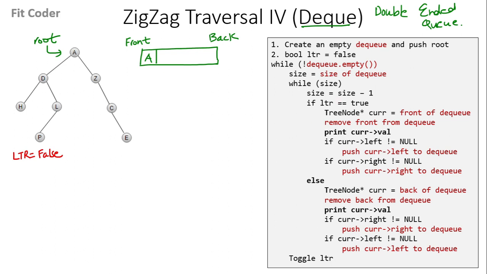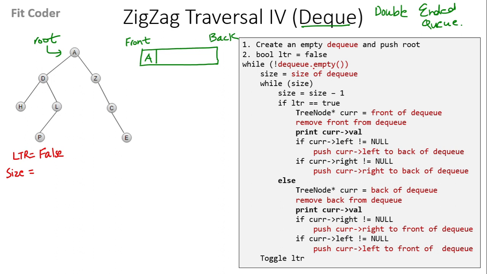Then we have this while loop which we run while this deque is not empty. So deque is not empty. We come inside the while loop. We check size of deque. So size of deque is 1. Then we have this inner while loop which we run till size becomes 0. We come inside it and we decrement the size. So size is now 0.